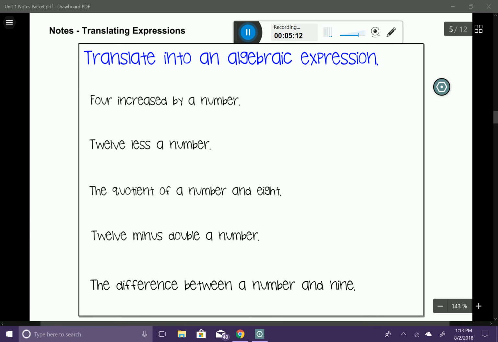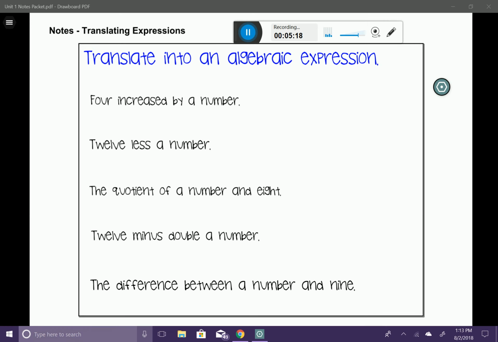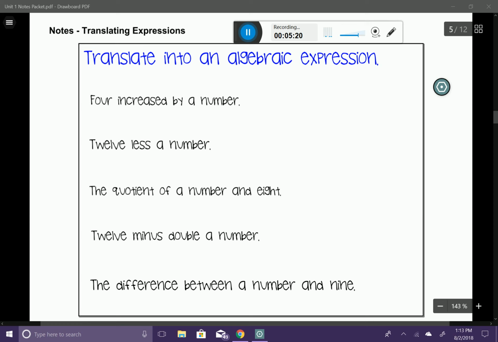It says 4 increased by a number. Watch how I'm going to annotate this. Every single word, I'm going to write what it actually translates to right above it. So I'm going to write the number 4 right up top of the 4. Increased by, that means plus. And then a number, well, we don't know what a number is, so it's just going to be a variable. So I'm going to use the variable x. So 4 increased by a number is just going to translate into 4 plus x, and I'm done.